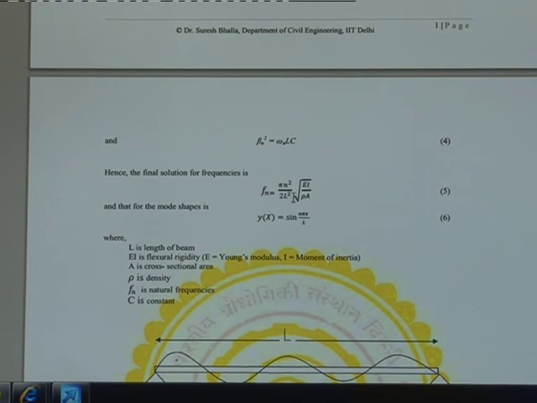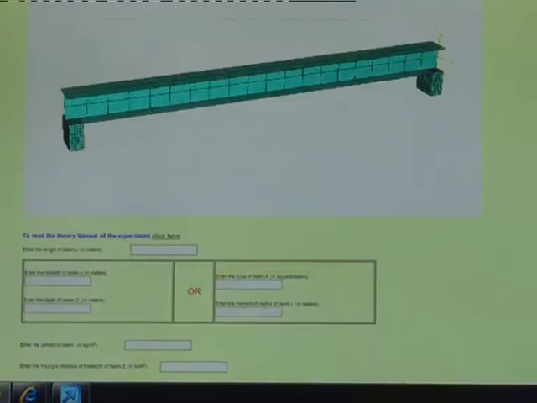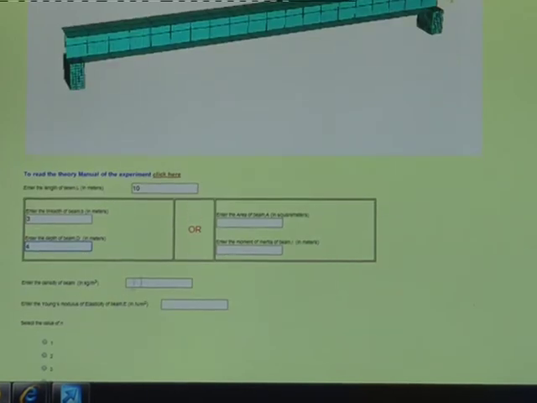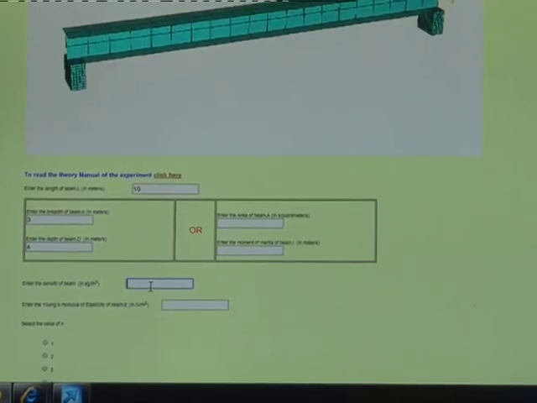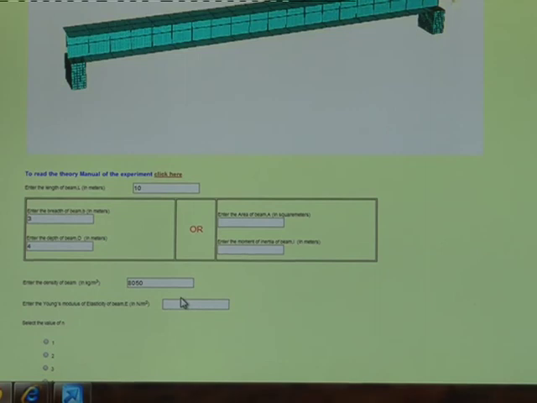So now if we look into the experiment, and if we are going to take a steel beam, then we are taking the length of the beam as 10 meter, the breadth as 3 meter, and the depth of the beam as 4 meter. And then if we enter the density in kg per meter cube, it is 8050, and the Young's modulus will be 180 for stainless steel.